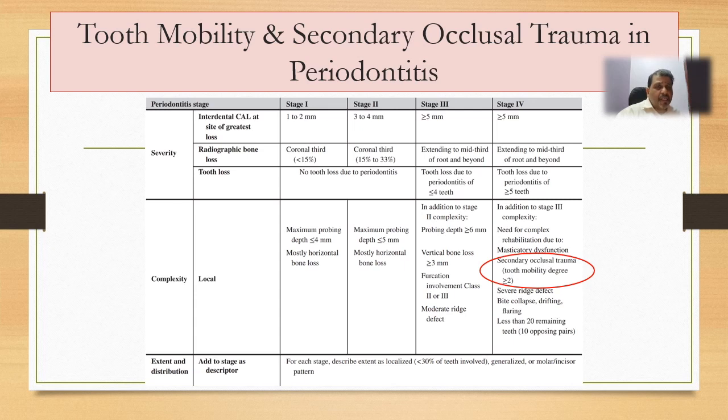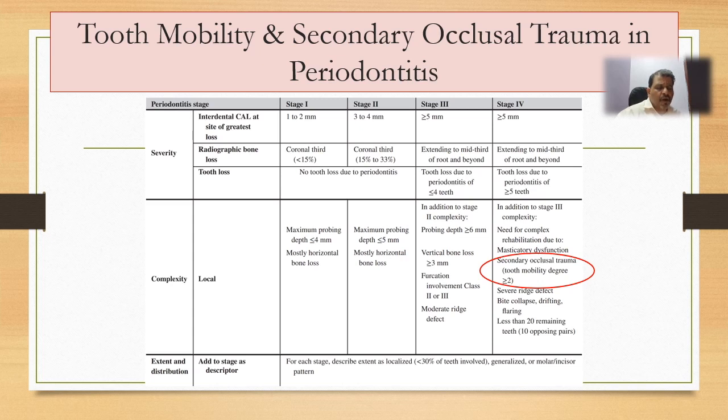The 2018 classification of periodontal disease classified periodontal disease into 4 stages. Stage 1 with clinical attachment loss of 1 to 2 mm, stage 2 with clinical attachment loss of 3 to 4 mm, and stage 3 and stage 4 with clinical attachment loss of greater than 5 mm. And yet there is a significant differentiator between stage 3 and stage 4.